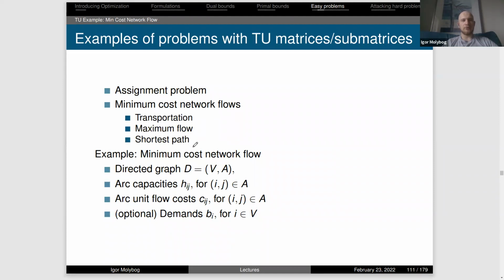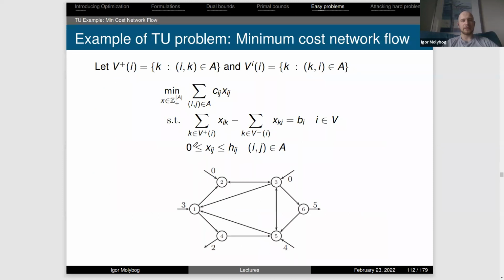A very important example of a problem with a totally unimodular matrix is the minimum cost network flow, and there will most probably be at least one problem, or a part of a problem, that is talking about formulating something as a minimum cost network flow, just because it's extremely important in the applications. We have had this practice in the homework too. So please do repeat this material.